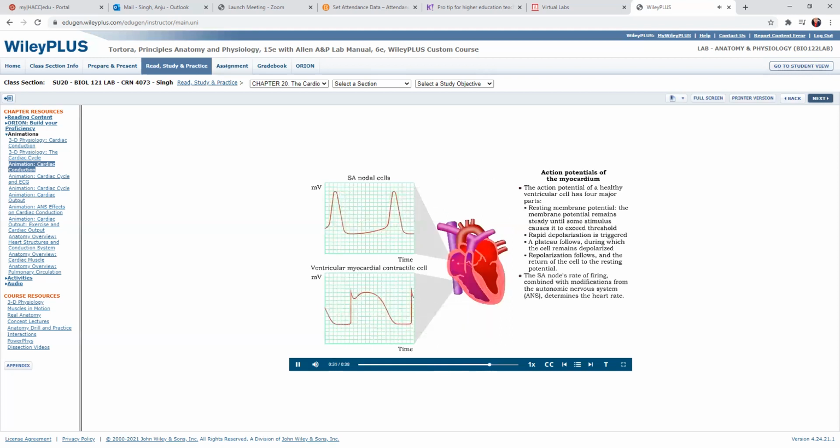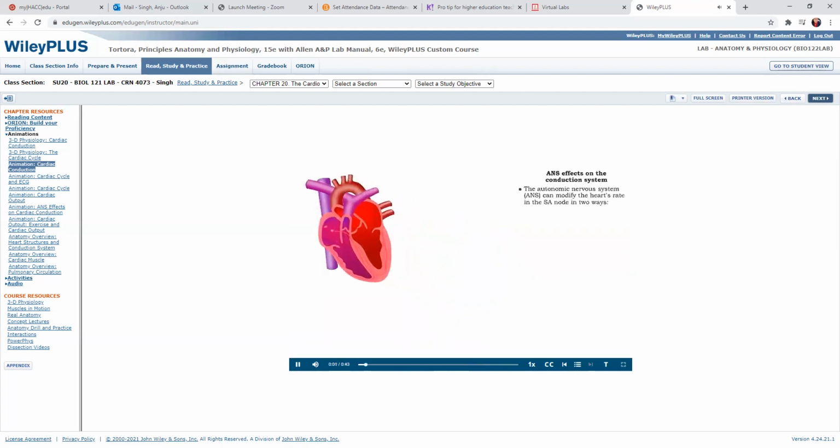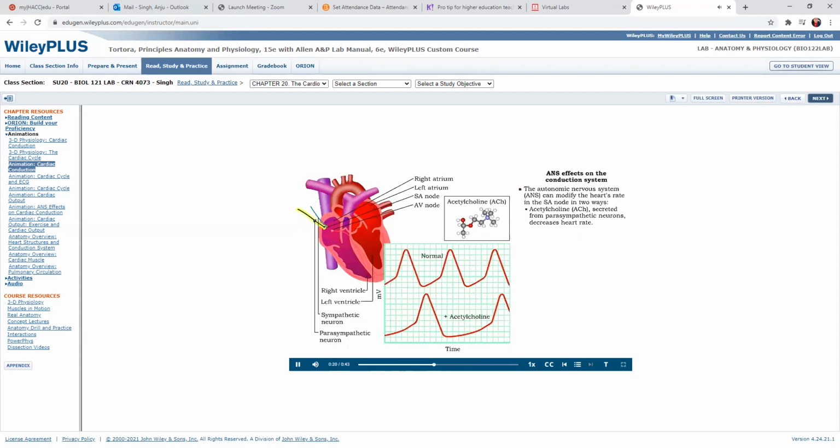The SA node's rate of firing, combined with modifications from the autonomic nervous system, determines the heart rate. The autonomic nervous system can modify the heart's rate in 2 ways. The hormone acetylcholine, secreted from parasympathetic neurons, decreases SA node firing to about 75 action potentials per minute, decreasing heart rate. This heart rate is considered normal and healthy for a resting heart.